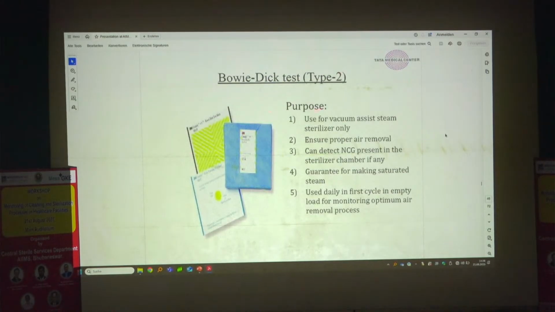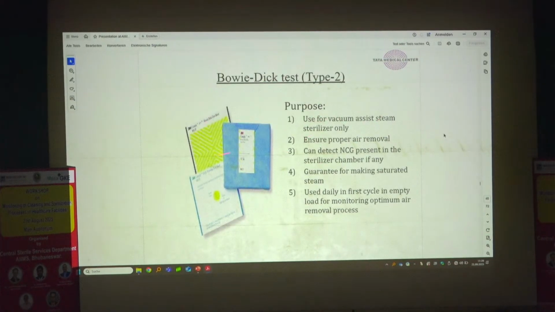Bowie-Dick test pack. It is a type 2, what I told that I will show you. It is for a vacuum assist steam sterilizer, not for the gravity steam sterilizer. It ensures proper air removal, can detect non-condensable gases, guarantees saturated steam, and is used daily in a fast cycle with an empty load for monitoring the optimum air removal process.